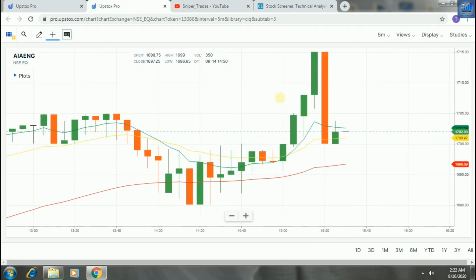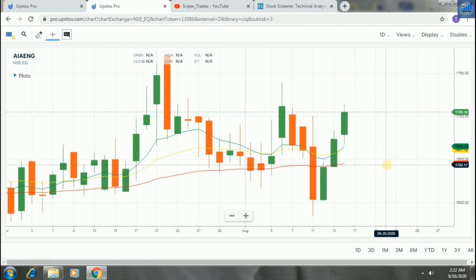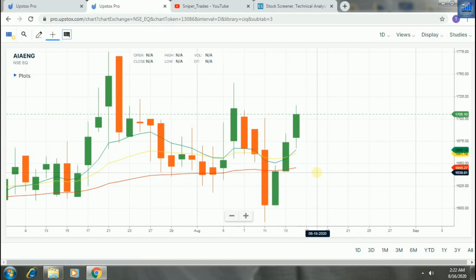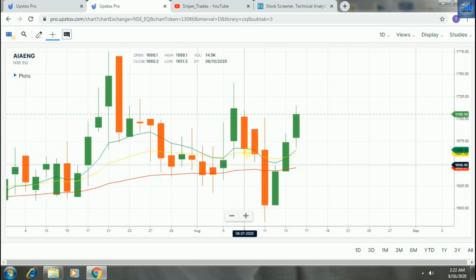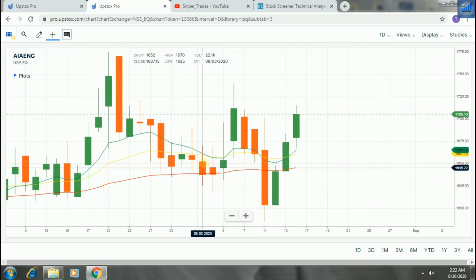So here we go. Just go to the daily time frame, because we have created the scan in the daily time frame for positional trades. I'm just giving a quick introduction about the previous video. The 55 period exponential moving average is the red line, the yellow line is the 21 period exponential moving average, and the green line is the 9 period exponential moving average.